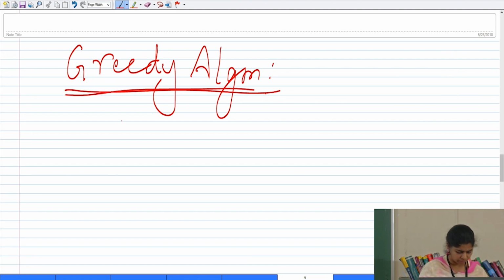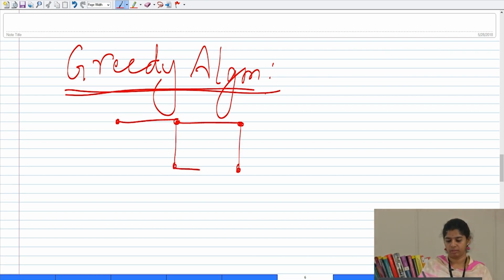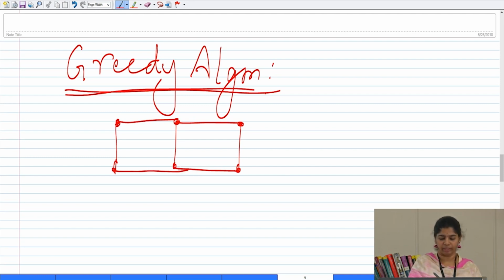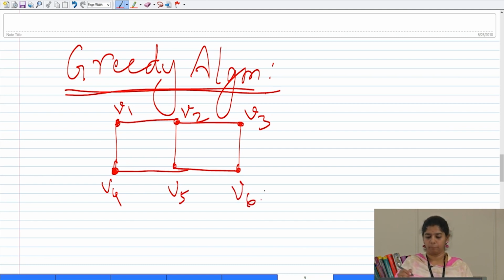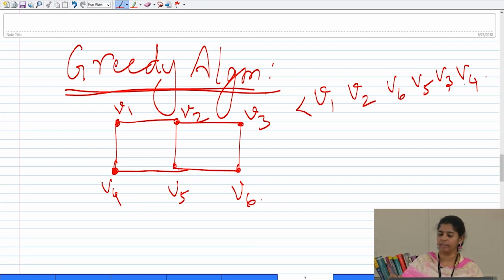So using the greedy algorithm, now let us look into this. Somebody has given me already the answer for this graph, but still I will give you an ordering. So let us consider, say V1, V2, V6, V5, V3, V4. So with this ordering in hand, how many colors do I require?